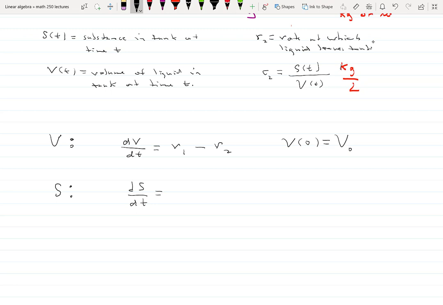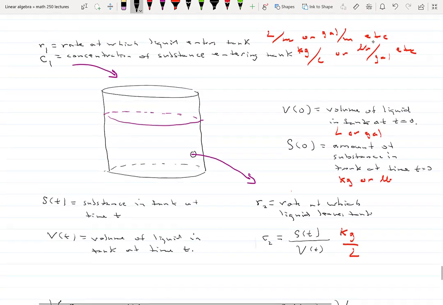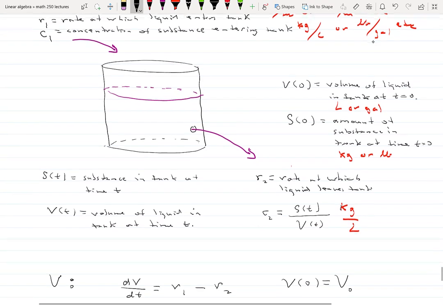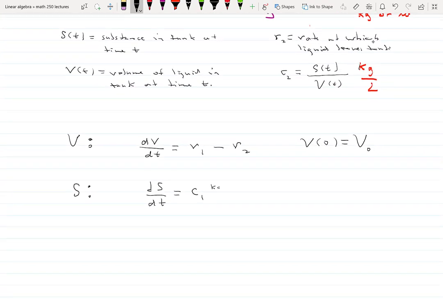So the concentration entering would be, say, C1. This is the concentration of the substance entering, and you can think about that as being, let's say, kilograms per liter. If we multiply that by the rate at which liquid enters the tank, in liters per minute, then a dimensional analysis will tell us that this gives us the number of kilograms entering per minute, the rate at which the substance enters the tank. In simple terms, liters cancel and we get kilograms per minute. So there's the rate at which the substance enters the tank.